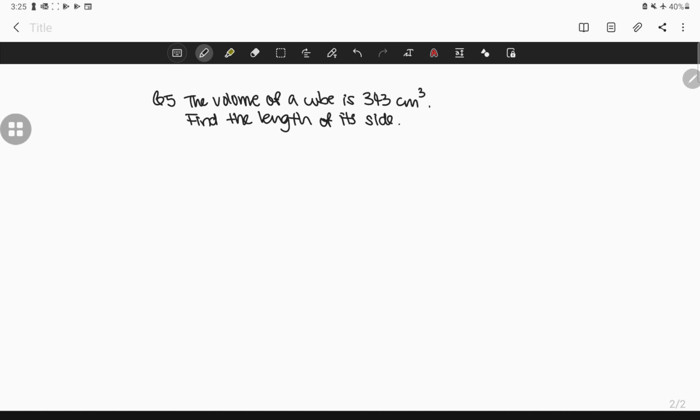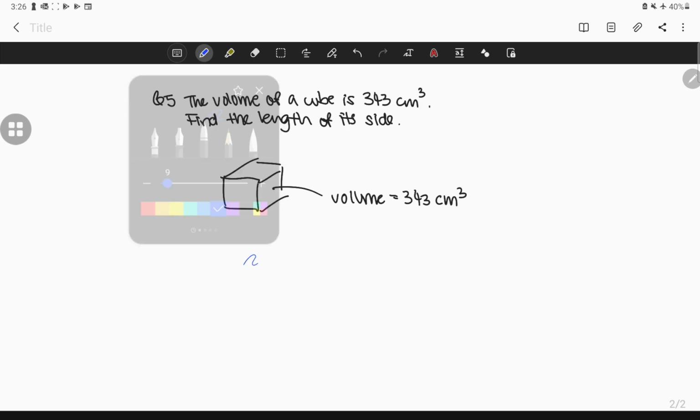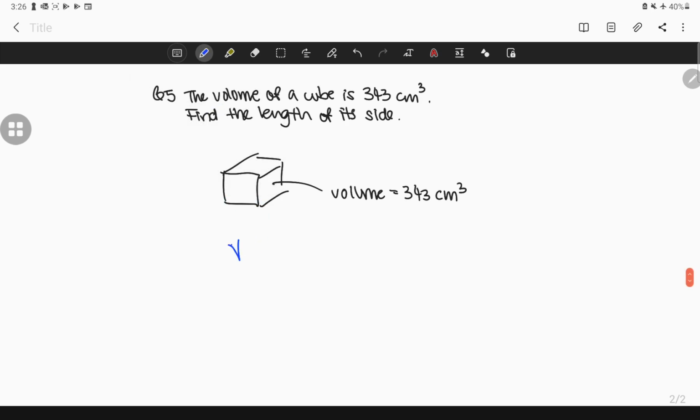Last question. Question 5. The volume of a cube is 343 cubic centimeter. Find the length of its side. So you have a cube. Its volume is 343 cubic centimeter. And you're supposed to find the side. So all you need to do is have the cube root of 343.